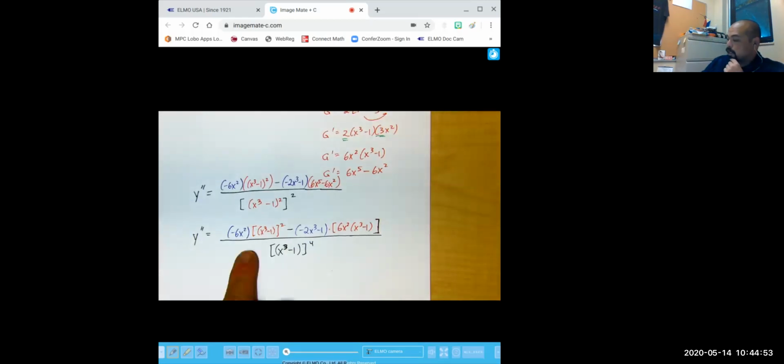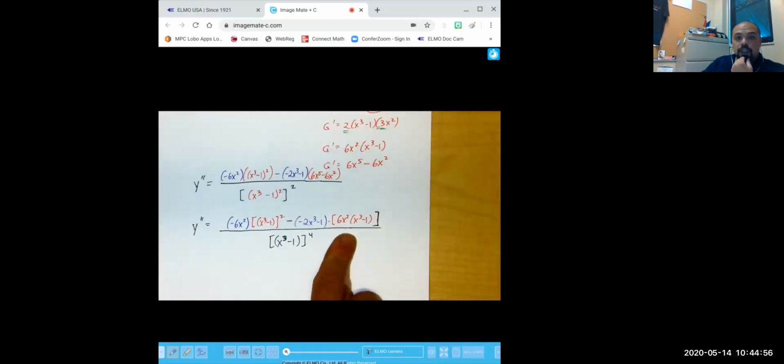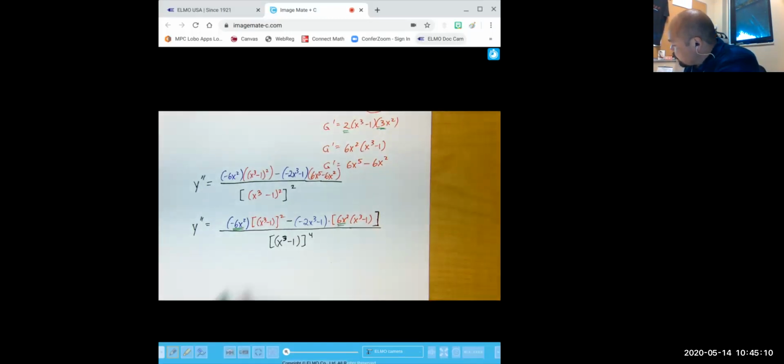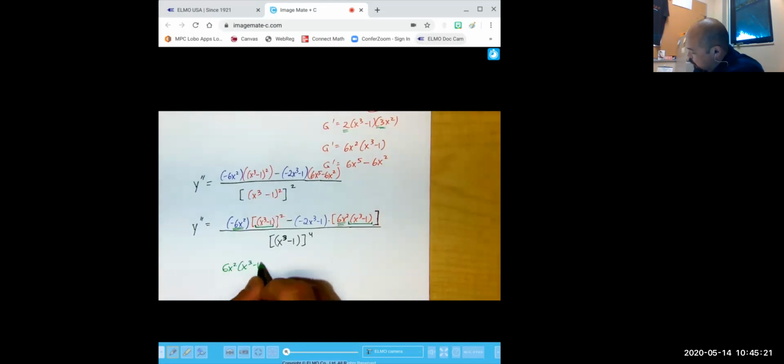Because now as I start to look at these, just in the hopes of trying to simplify, because we're going to have to set this equal to 0 to get our possible inflection point, what I start to see is that they share the 6x squared. They share at least one x cubed minus 1. So in that case, if I factor out those components, what's going to be left?